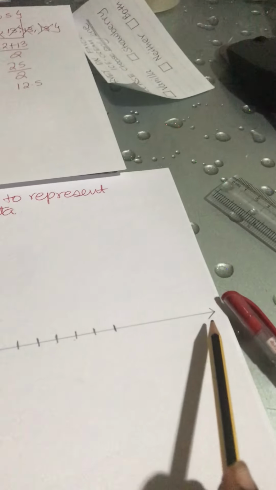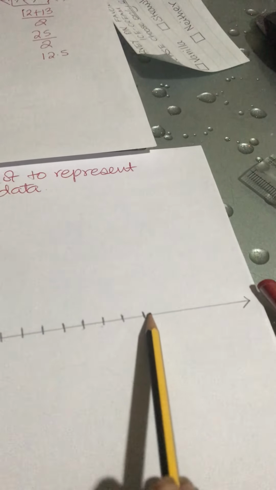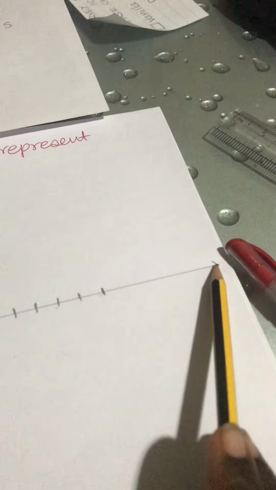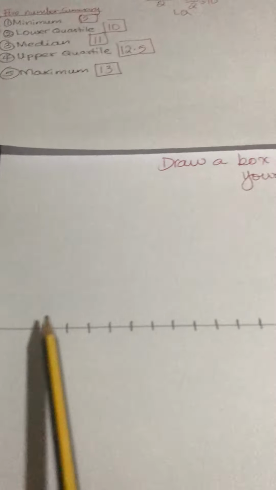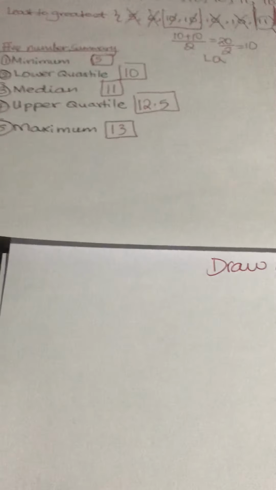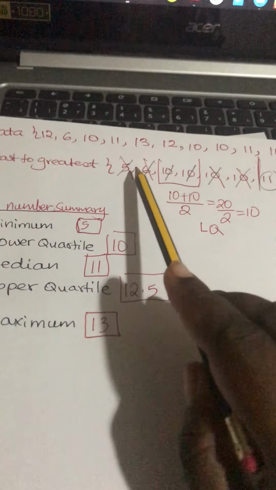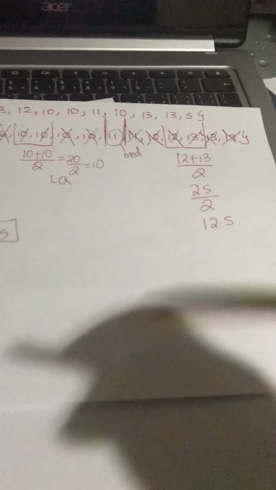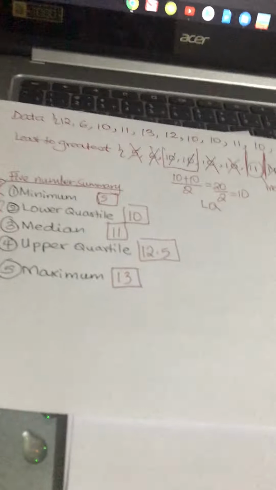So I have drawn my number line. See, that's your starting point. There is a space between the last tick mark and my arrow. It should be a space, okay? Then you start labeling by looking at your data. Your smallest number is 5. Your biggest number is 13. So I can use 0 to 20.